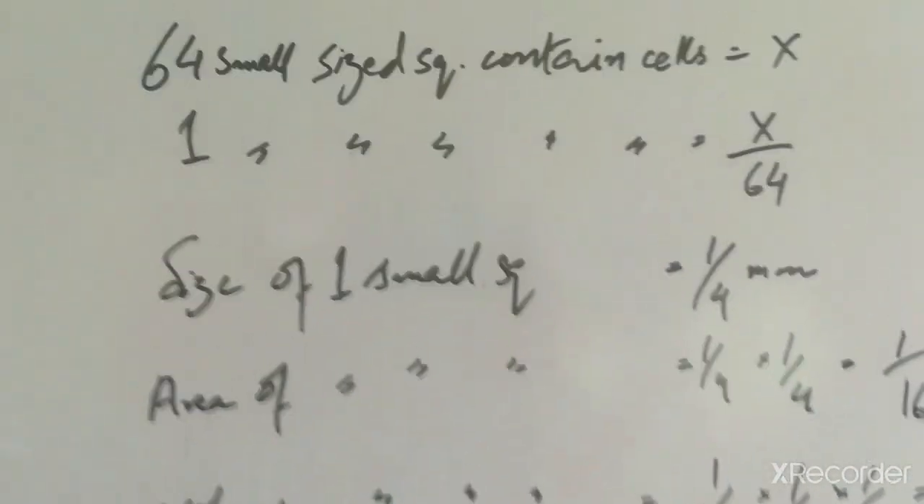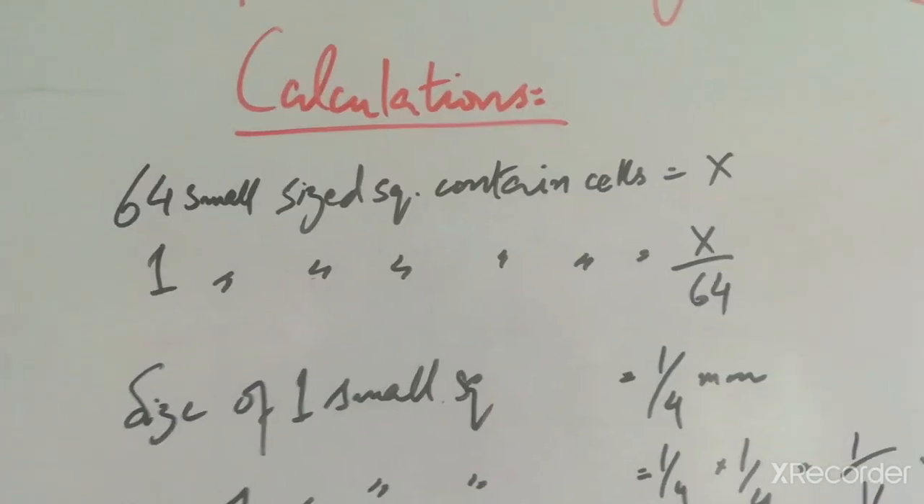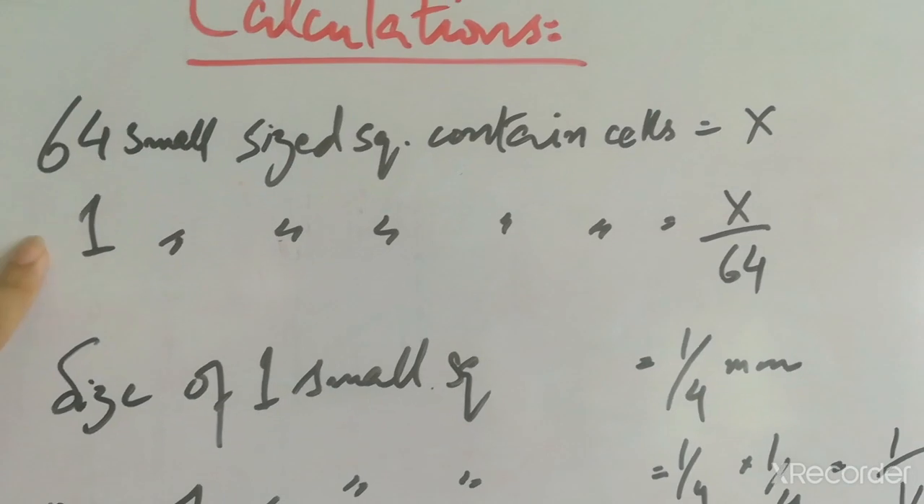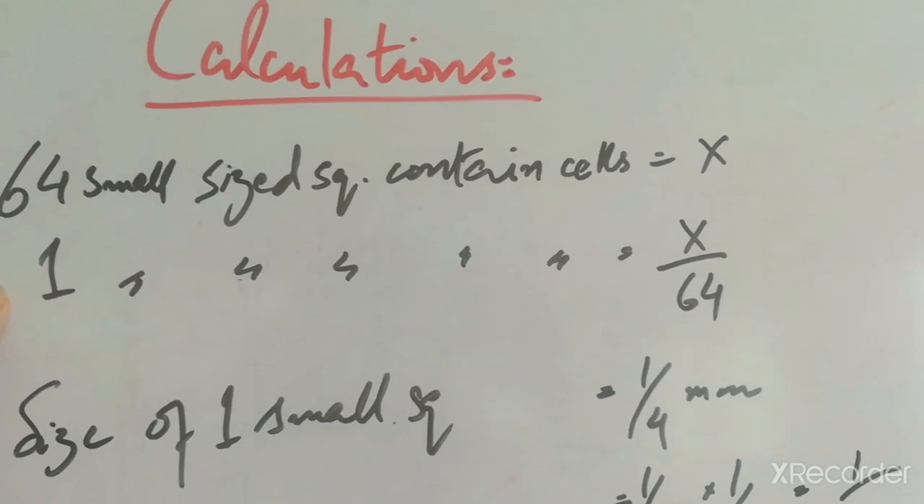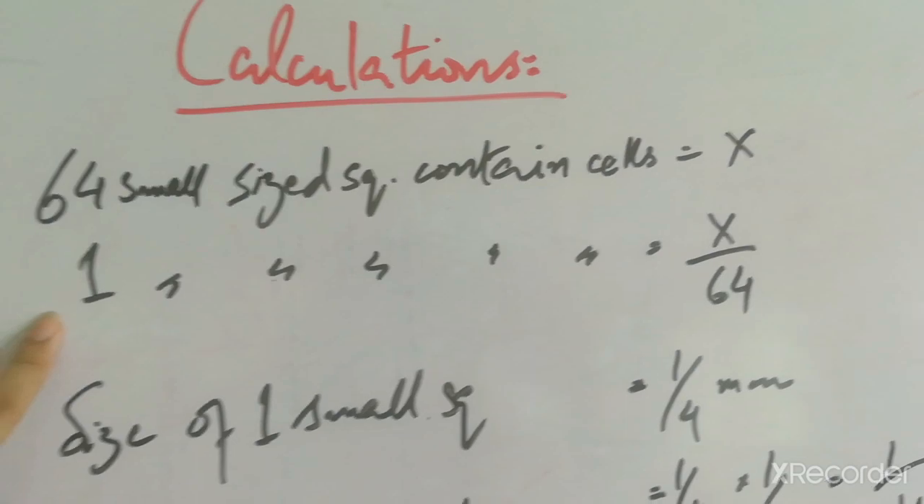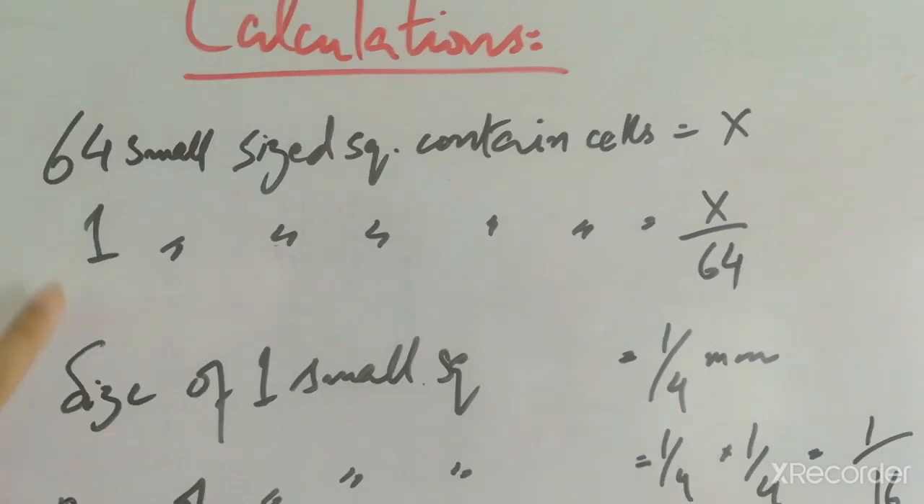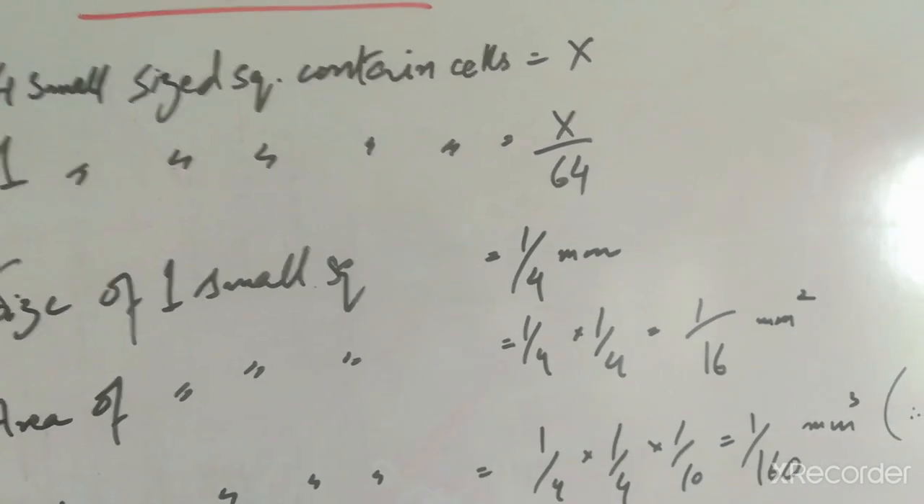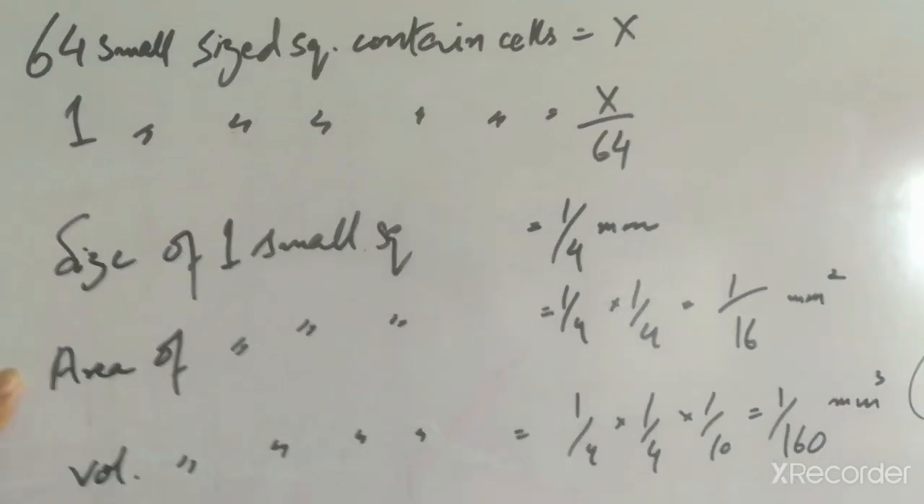Now let's come back to the calculations. 64 small size squares contain cells X. So one small size square contains X cells divided by 64. This is unitary method, you've already read about it. The size of one small square is equal to 1 by 4 millimeter. If the size of one small square is 1 by 4 millimeter, then the area would be 1 by 4 into 1 by 4, that is equal to 1 by 16 millimeter square. Don't forget about the unit of this.